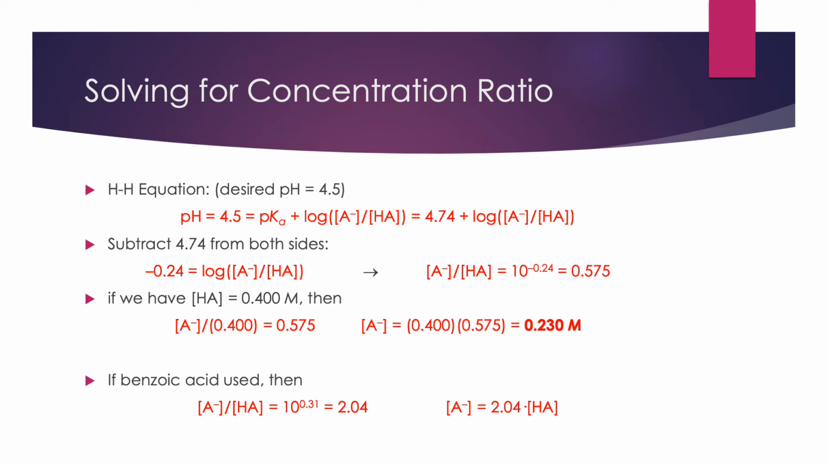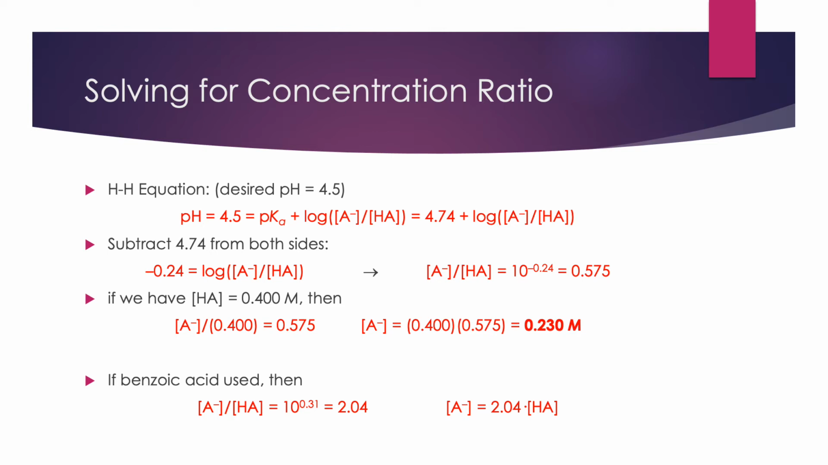So now to solve this, what we want is the thing that is the argument of the logarithm. To solve this, we would subtract 4.74 from both sides, so we would get negative 0.24 is equal to the log of that concentration ratio. We can then solve for the concentration ratio by undoing the log. So we take the inverse log, and that's basically taking the number that's on the left-hand side of the equation and raising 10 to that power. So the concentration ratio is going to be 10 to the minus 0.24. We can plug that into our calculator, and the calculator should tell us that that gives us 0.575. So that's the ratio of the concentrations.